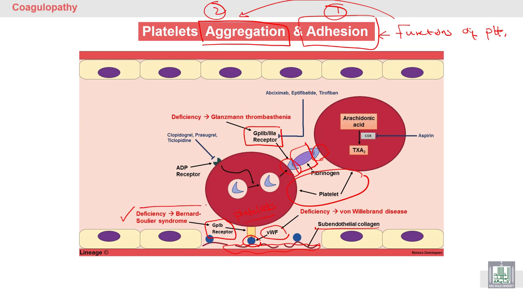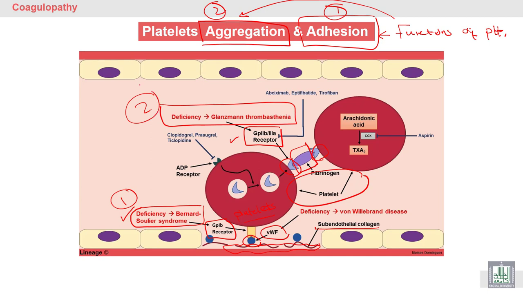Bernard-Soulier syndrome is a disease of deficiency of the glycoprotein 1B receptor, leading to a defect in the adhesion function of the platelet. Another disease is called Glanzmann thrombasthenia, deficiency of the glycoprotein 2B3A receptor, leading to deficiency of the aggregation function. We have the first disease of adhesion, and the second disease of aggregation.